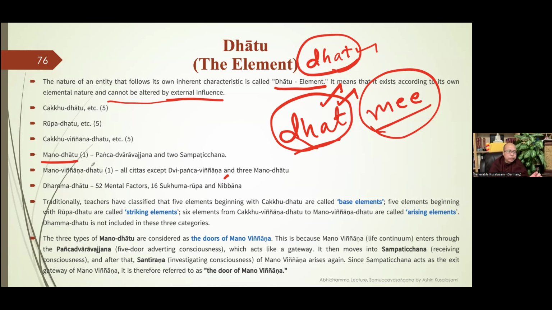Mano dhatu, in the third chapter, we talked about this Mano dhatu. In that third chapter, Mano Dhatu and Mano Vijnana Dhatu were introduced. So Mano Dhatu means Pancha Dwara Vajjana and two Sampaticchana. So I hope you don't forget the Cheta.